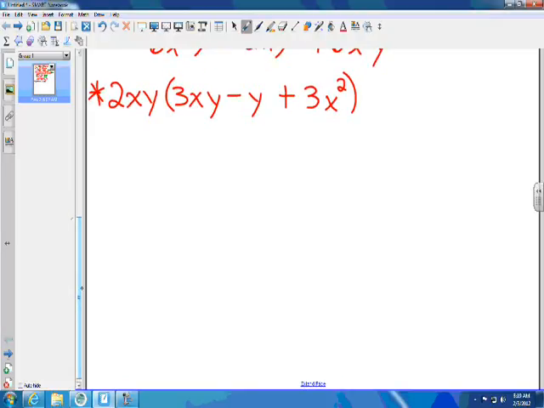So let's do one more of those. 18x cubed y to the 4th plus 12x squared y cubed.